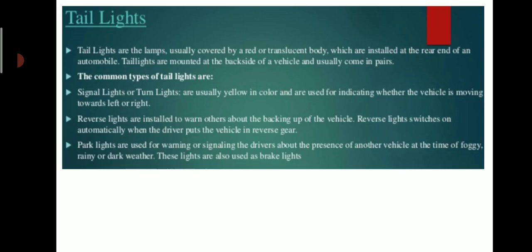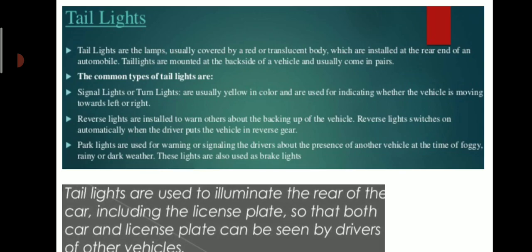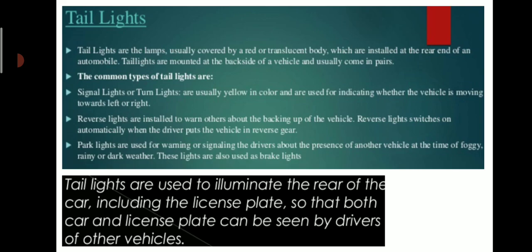Park lights are used for warning or signaling the driver about the presence of another vehicle at the time of foggy, rainy or dark weather. These lights are also used as brake lights. So tail lights are used to illuminate the rear of the car, including the license plate, so that both the car and license plate can be seen by the drivers of other vehicles.